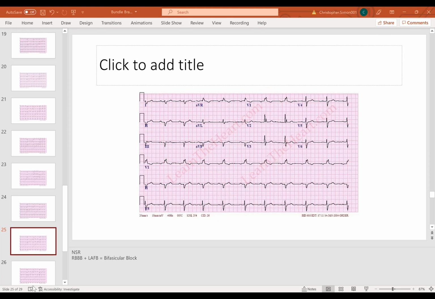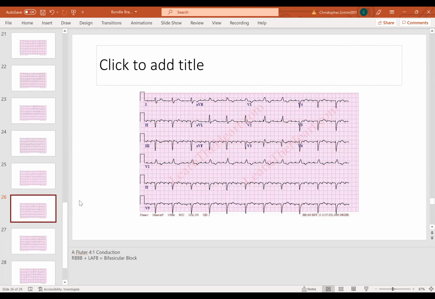All right, so pretty much the same thing going on. This is a pretty interesting rhythm, actually. So you've got a flutter. 1, 2, 3, 4, 1, 2, 3, 4, 1, 2, 3, 4. So we've got a flutter with a 4-to-1 conduction ratio. So that's kind of cool. We don't see that very often. But then we also have a wide QRS over here. This person's got all kinds of stuff going on, right? Kind of feel bad for them.